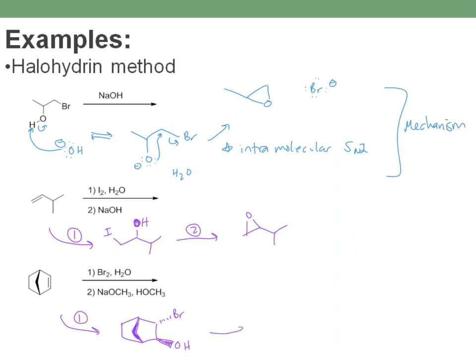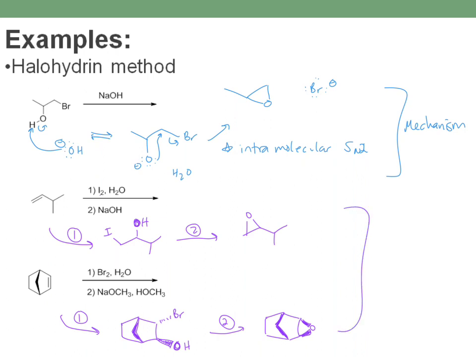And then in my second step, it's the same thing. In this case, I have methoxide instead of hydroxide. It doesn't matter what the base is, just that it's a strong base. So your methoxide will take the H off of this O, and again, this O is going to lean over to attack that carbon where the bromine is, and so your product will end up looking something like this, where you have an epoxide on the top face of your bicyclic compound here. And so that would be your product there. And so those are some examples.